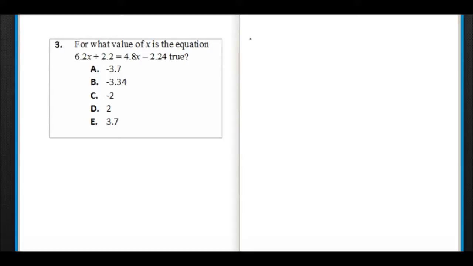All right, well, if you write out the equation, 6.2x plus 2.2 equals 4.8x minus 2.24. All right, well, the first thing you're going to look at is notice you have two decimals not attached to variables, right? And a decimal here and a whole number here that are attached to variables.